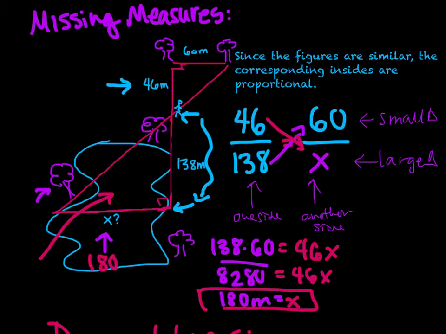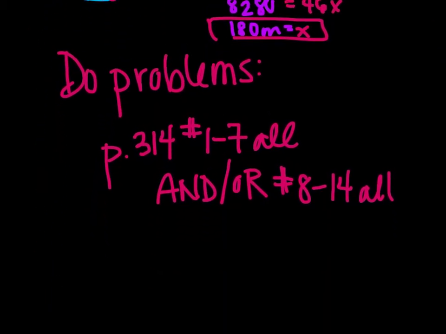So that pond is pretty darn wide. If we thought about that in feet, that is 540 feet across. So that's pretty big. It's almost as big as 2 football fields. So hopefully this helps you do these following problems.